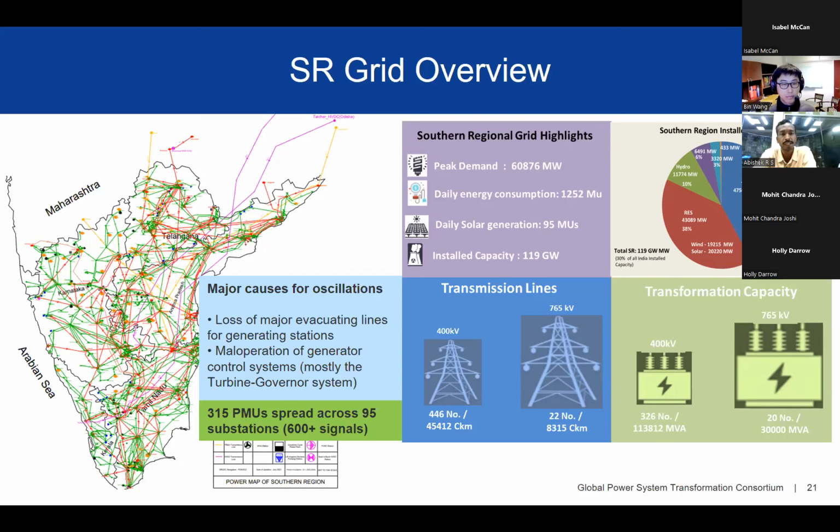Now coming to the major causes of oscillations which we see in the Southern region. The first major cause is when a generating station loses a major set of evacuating lines and the evacuation of power happens through a very weak network. In that case, we see a lot of oscillations. Another case is when the generator control system, especially the turbine governor system, maloperates. These are the two main causes of triggering oscillations that we have seen. We have around 315 PMUs present across 95 substations. So on the whole, we have more than 600 signals to be analyzed.